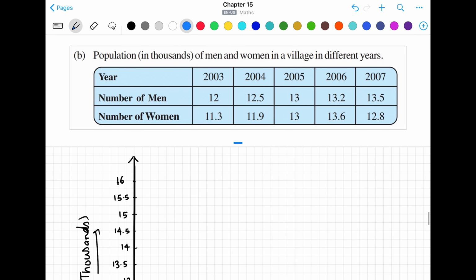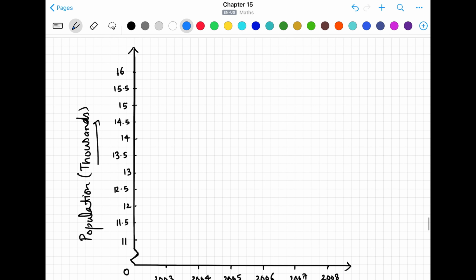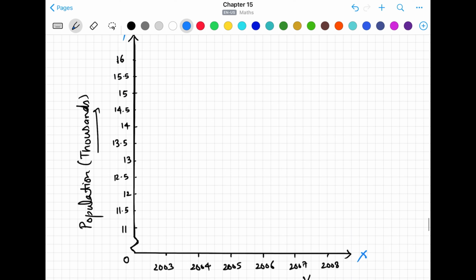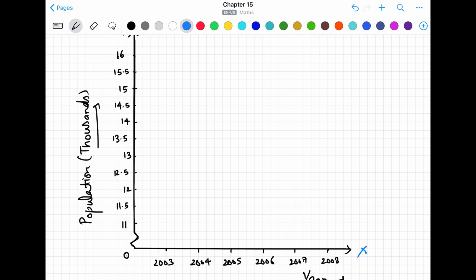Now moving to the next one, we have the population in thousands of men and women in a village in different areas. We have to represent this also by a line graph. I have again marked the scale. This is x and this is y, and where the two lines intersect, this is 0. Since I have skipped the data between 0 to 10, I have marked this line to show that 0 to 10 has been skipped. Then we have 11, 11.5, 12, 12.5, 13, 13.5, and so on till 16.